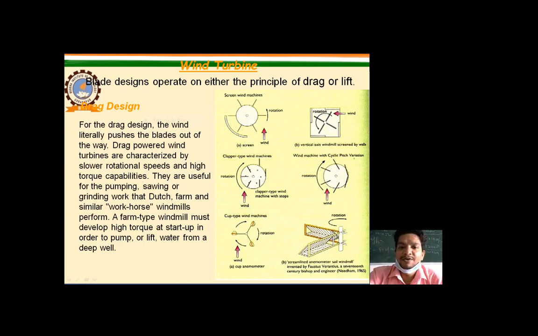ठीक, ड्रैग पावर्ड विंड टर्बाइंस वो टर्बाइन है जो कि ड्रैग फोर्स के थ्रू पावर उसको मिल रहा है, ठीक है। एंड इसका कैरेक्टराइजेशन कैसे होगा? Actually this would be characterized by slower rotational speeds and high torque capabilities. If this drag powered system is to be characterized, then it would be characterized with the help of slow speed as well as high value of torque.